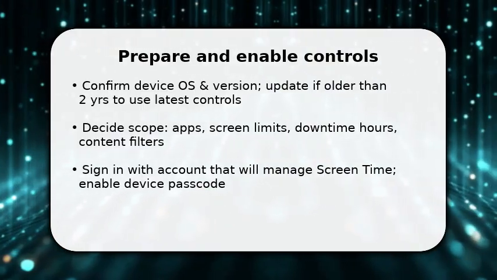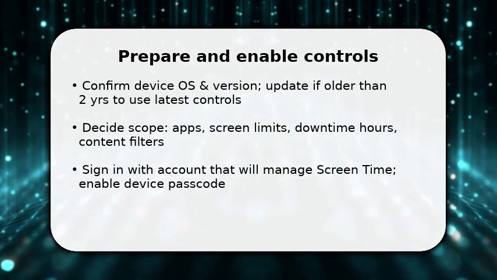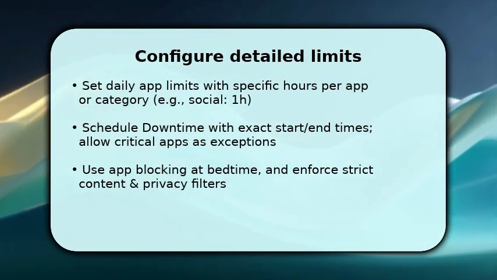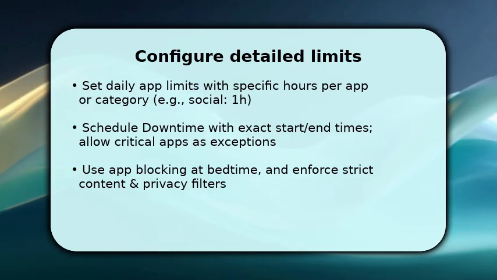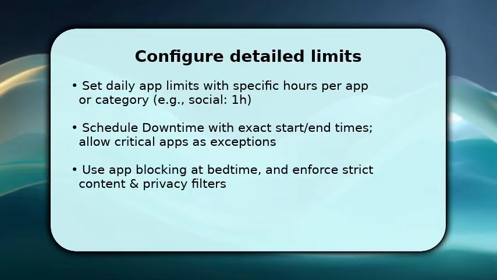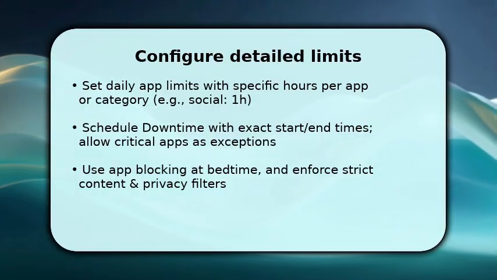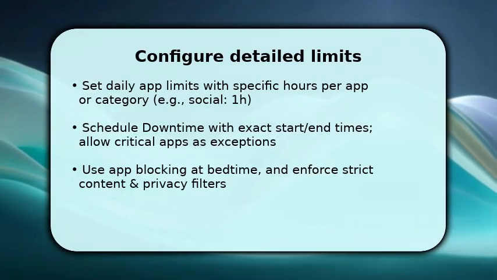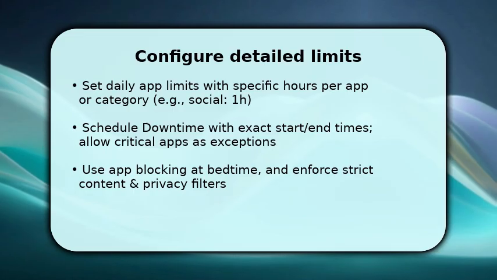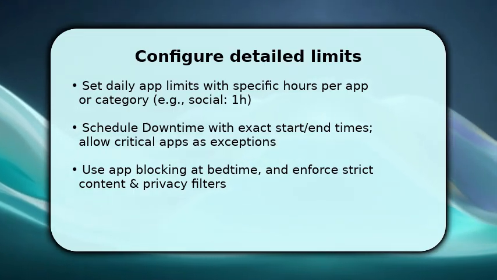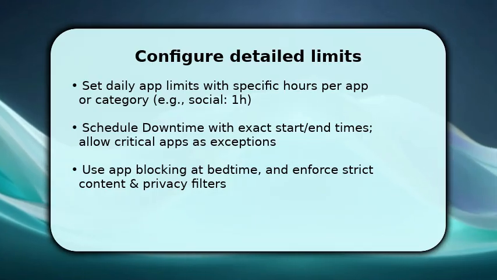You now pick precise limits. Assign each app or category a daily allowance: social at 1 hour, games at 30 minutes, so usage adds up correctly. Once limits are assigned, schedule downtime with exact start and end times and mark essential apps as exceptions. This prevents lockouts for alarms or work tools. Make sure to enable strict content and privacy filters to block inappropriate sites and purchases. As you configure, test one typical flow.